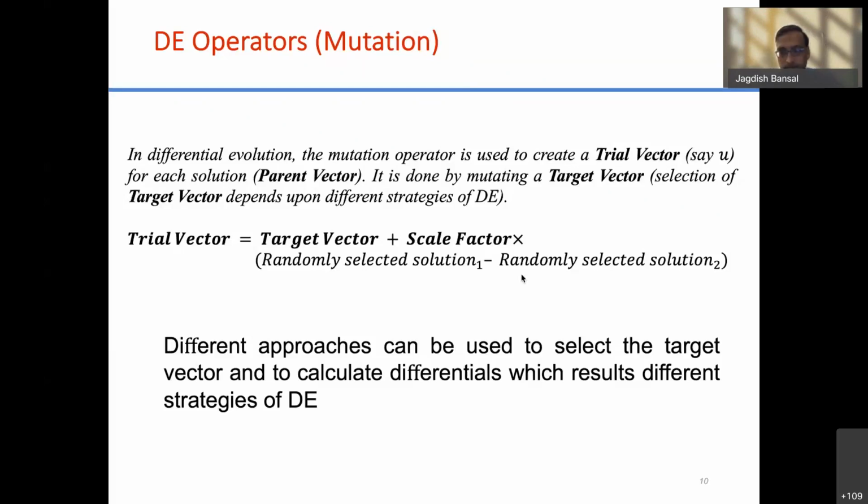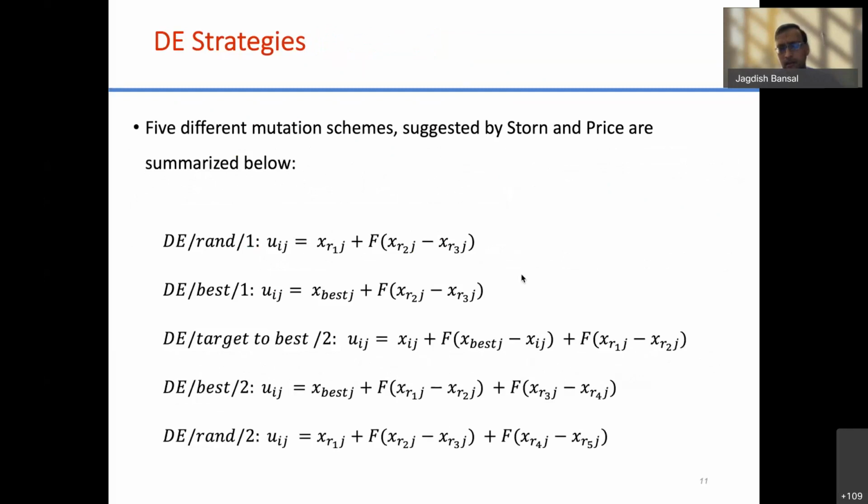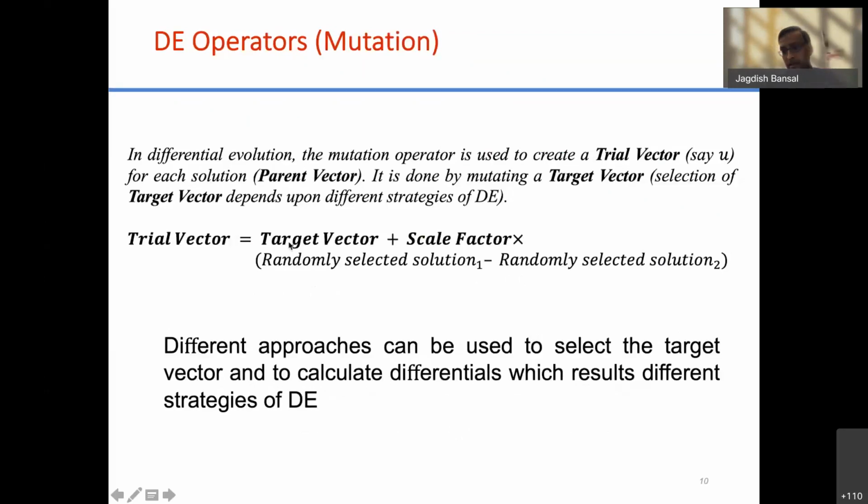This is the reason, right? So let me explain based on the selection of this target vector. Storn and Price said that some people may use this strategy, some may use a different strategy. So initially they proposed 5 different strategies for this mutation equation. This is the mutation operator. So for this mutation operator, Storn and Price proposed 5 different strategies based on the selection of the target vector, how this target vector is selected. It is selected randomly, or it should be the best, right?